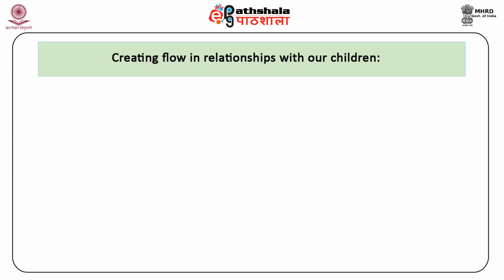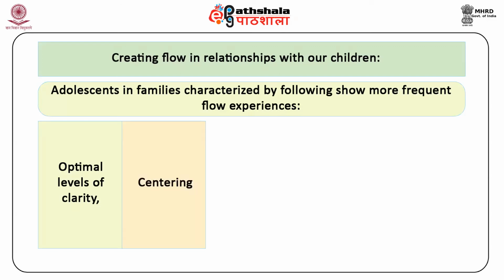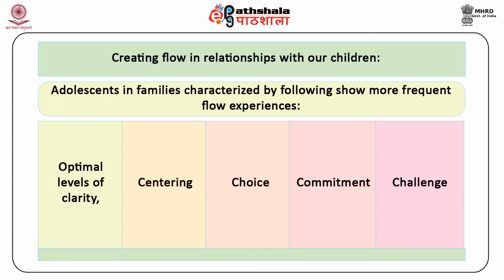Certain types of families have been found in a study by Rathunde to promote the experience of flow. Adolescents in families characterized by optimal levels of clarity, centering, choice, commitment, and challenge reported more frequent flow experiences.